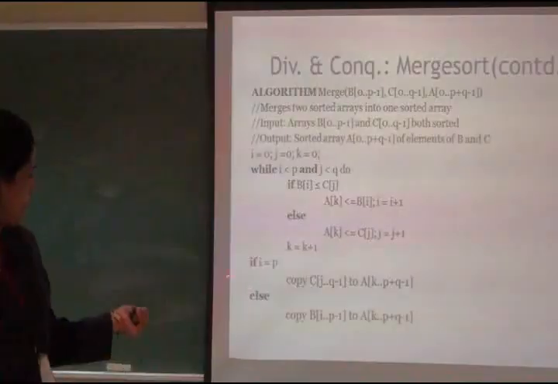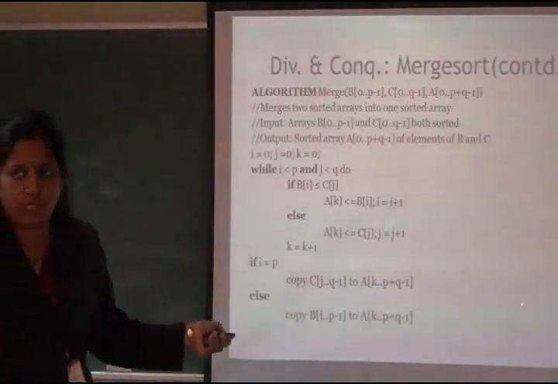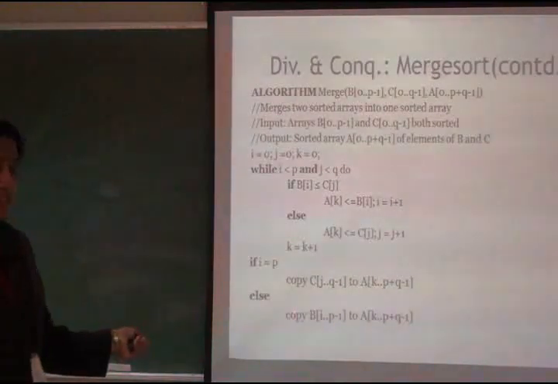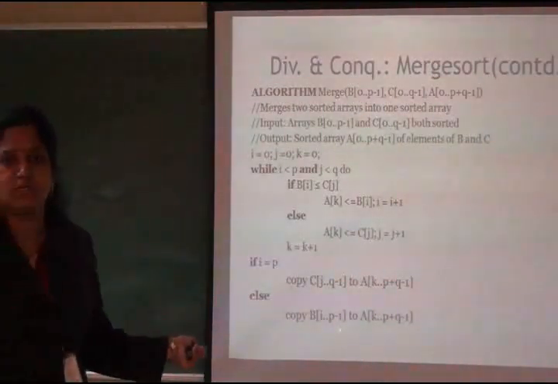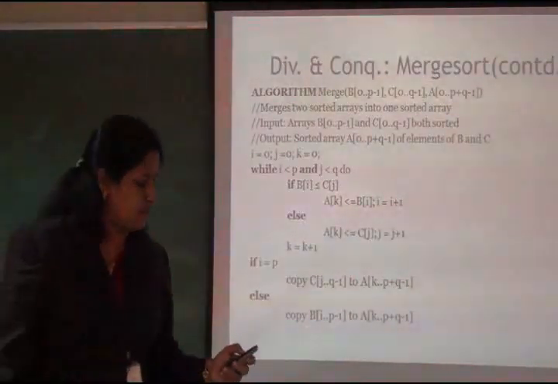In that case, whatever may be, if I equals P, just move the remaining balance elements of C into A of K. Or else, automatically J will have reached the end, so move the balance elements of B into A of K. Simple.